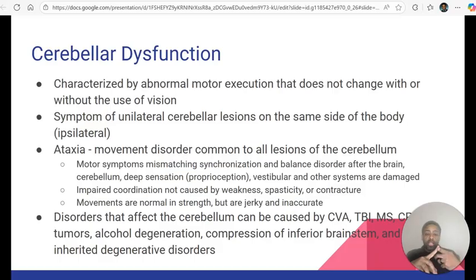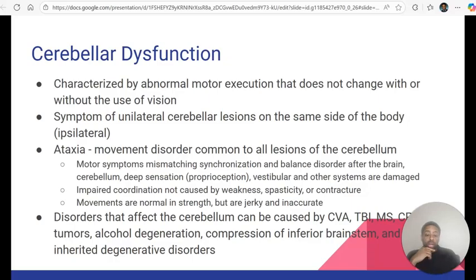Oftentimes with cerebellar dysfunction, ataxia is present, and that is tremor. Proprioception may be impacted as well. Of course, there will likely be spasticity, weakness, and all of that as well. Ataxia is just jerky movement, we'll come to the inaccurate movement, but ataxia is oftentimes just the presence of jerky movement or tremor. Disorders that affect the cerebellum are CVA, TBI, MS, tumors specifically in that area, and things of that nature.